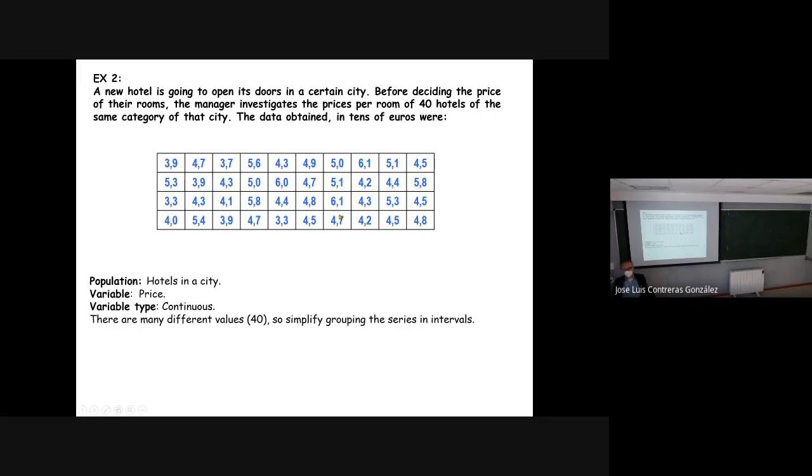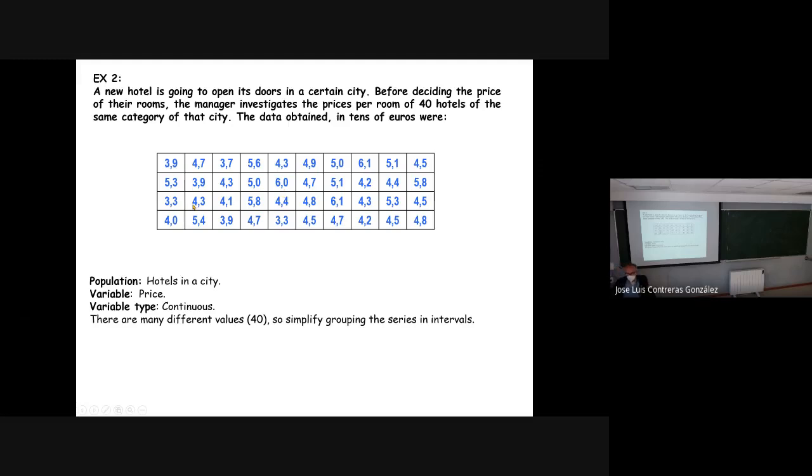So let's go for another example. Imagine that a new hotel is going to open its doors in a certain city. And in order to have an orientation of the price they have to charge for the rooms, the manager goes around, looks at 40 hotels in the neighborhood, and gets these prices, where the prices are in tens of euros. It's a cheap city. So 39 euros, 47 euros per night and room, and so on.